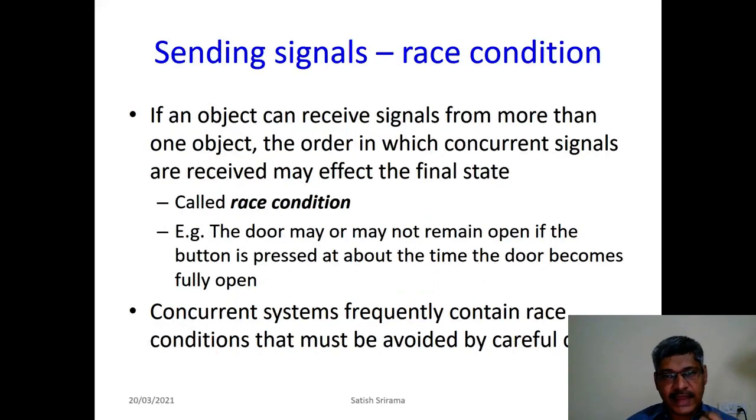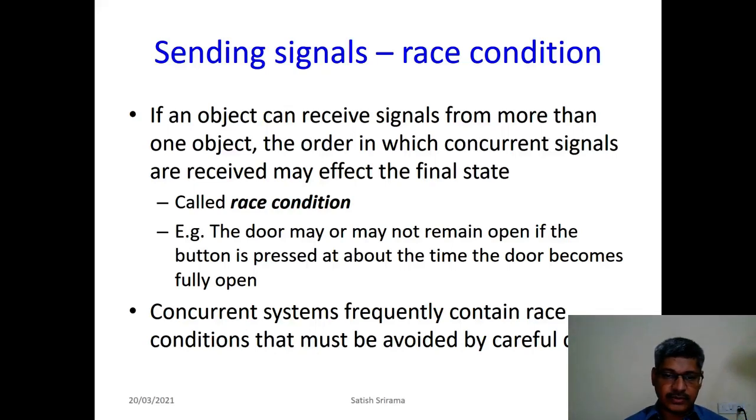But there is a small catch here. Objects can receive signals from multiple objects. If multiple objects are sending signals to a particular object, the order in which these concurrent signals are received may affect the final state. These are called race conditions. Probably you might have discussed this already in operating systems. Race conditions are a big problem, especially in concurrent systems. The order in which these signals come decides what your final state will be.